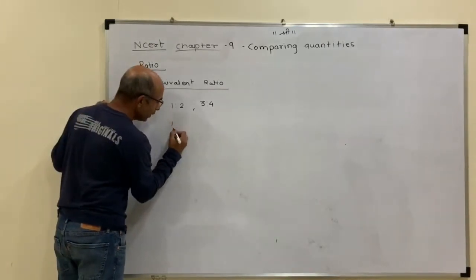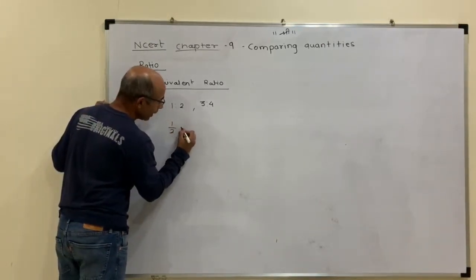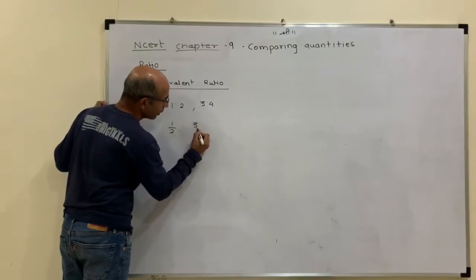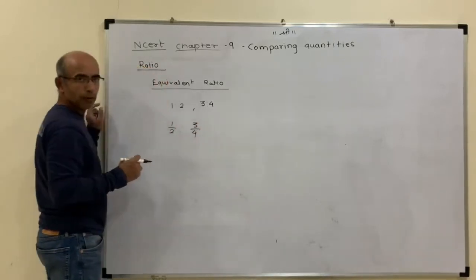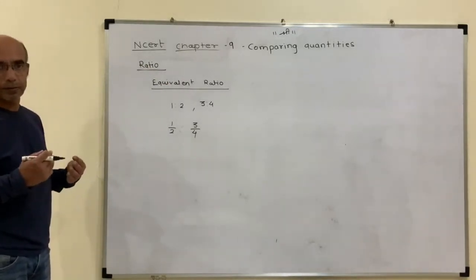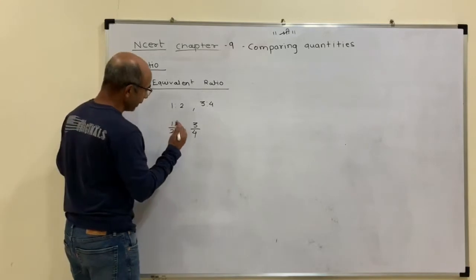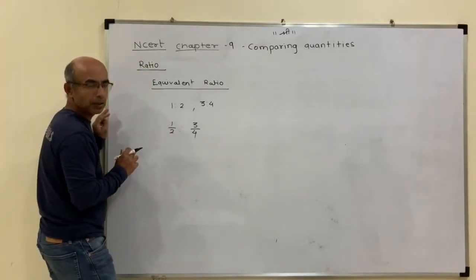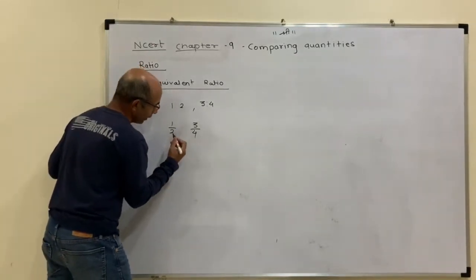1 as to 2 is equal to or not 3 upon 4? So in fractions we have learned how to compare two fractions, right? So what we will be doing? We need to find the LCM between these two fractions. The LCM between 2 and 4 will be 8.